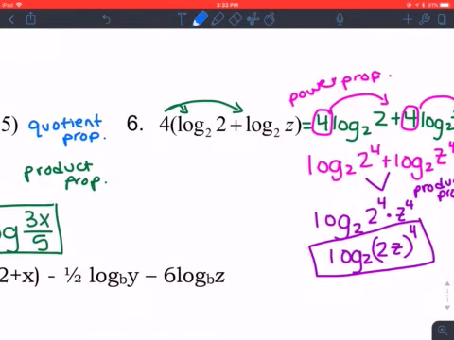We could have also done this by starting with our product property and combining what we had in parentheses, and that would become log base 2 of 2 times z.